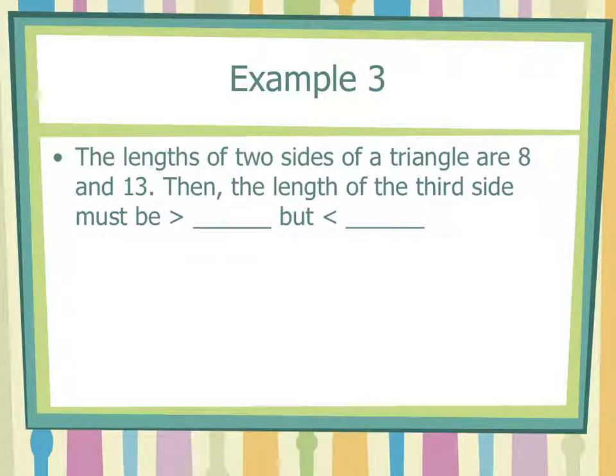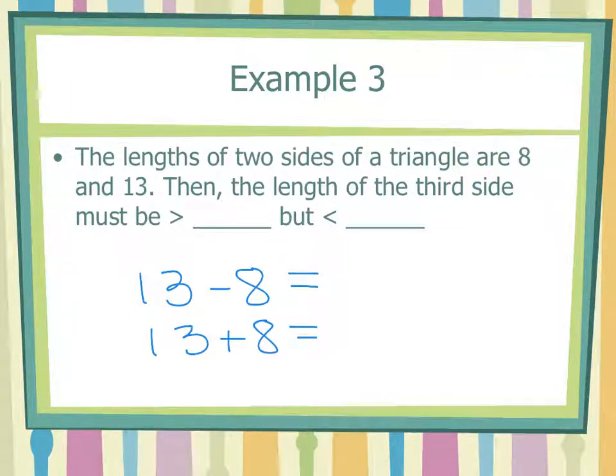So before we showed all those different inequalities, the easiest way to do this is to take the two sides, subtract them, and add them, and the other side, the third side, must be in between there. So when I subtract and add, it must be greater than 5, but less than 21.